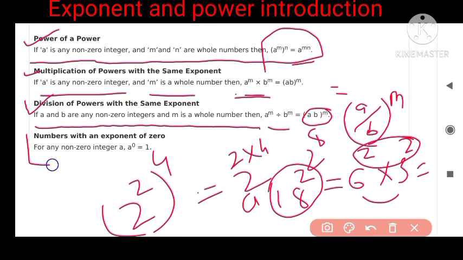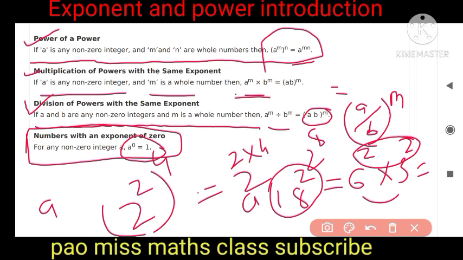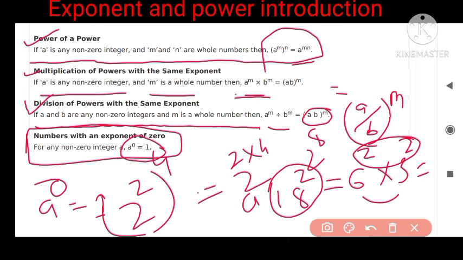Now one very important law. A number with an exponent of 0: for any non-zero integer a, a to the power 0 is equal to 1. This is always applicable. For any non-zero integer, if the power is 0, then the value will always be 1. So a to the power 0 is always equal to 1. So these are the laws of exponents, and for this chapter we have to know all of this.